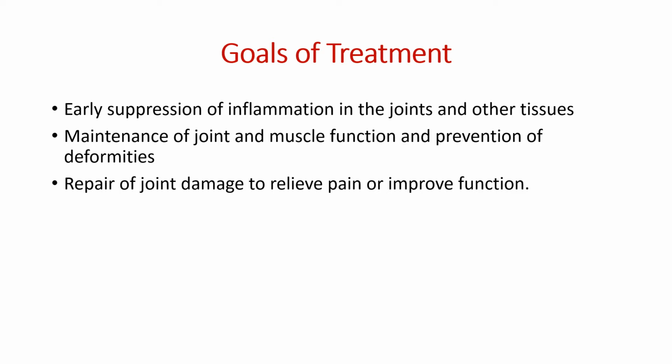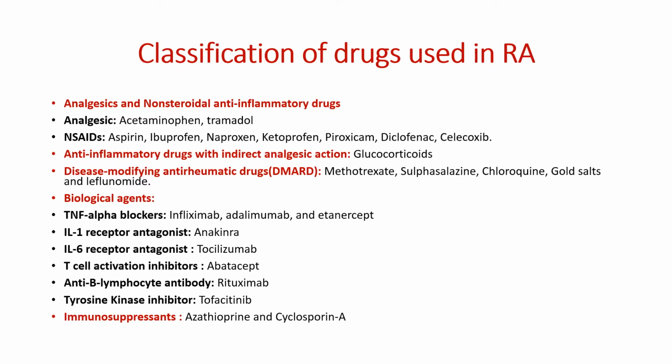Goals of treatment. These include early suppression of inflammation in the joints and other tissue, maintenance of joint and muscle function and prevention of deformities, repair of joint damage to relieve pain or improve function. Moving towards classification of drugs used in rheumatoid arthritis.